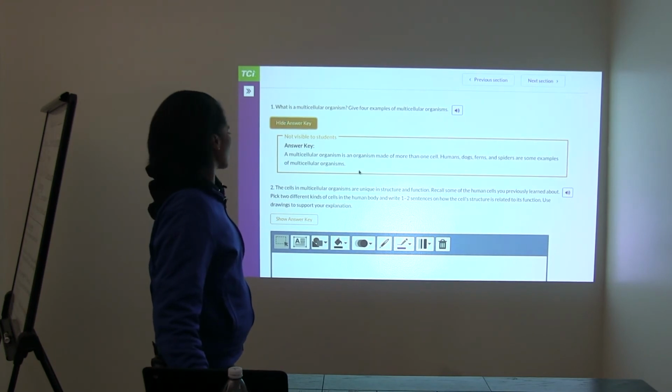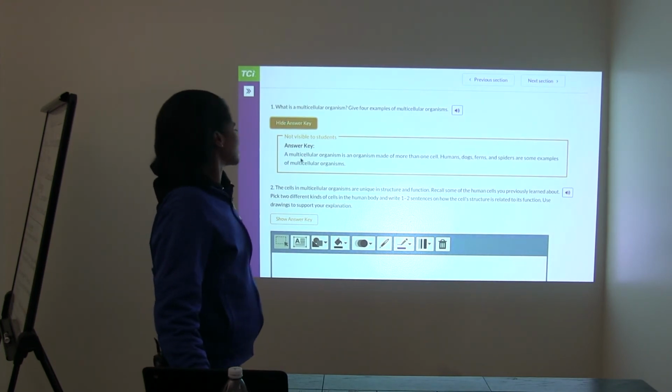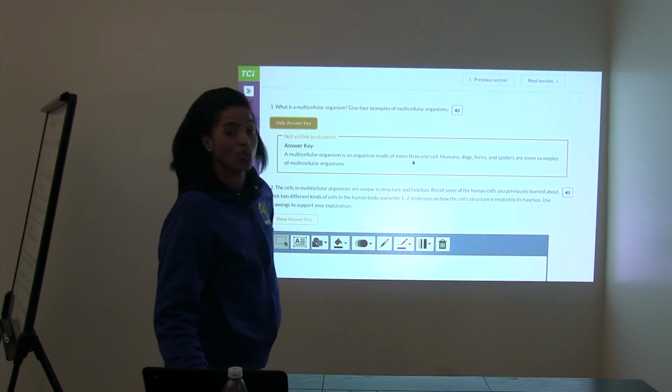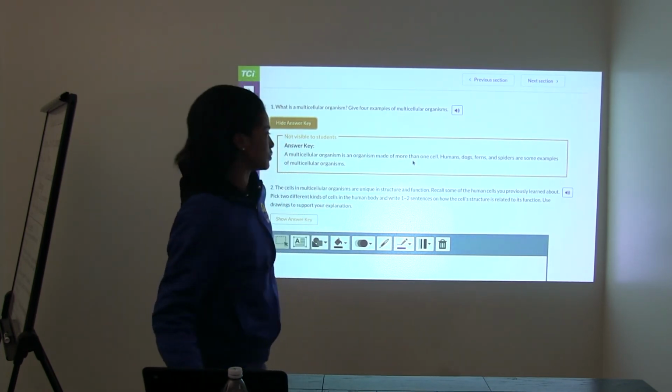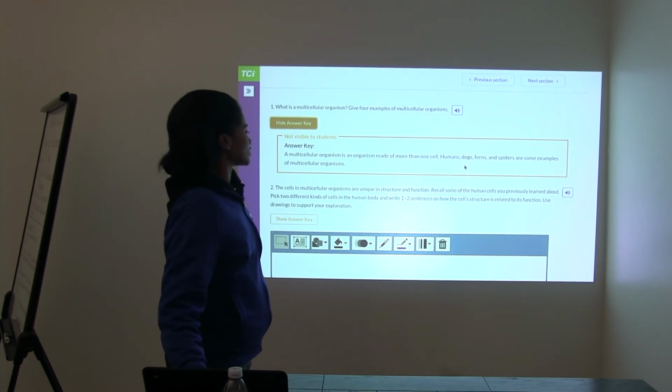All right, so here, an answer that's provided is: a multicellular organism is an organism made of more than one cell, made of many cells. Humans, dogs, ferns, and spiders are some examples of multicellular organisms.